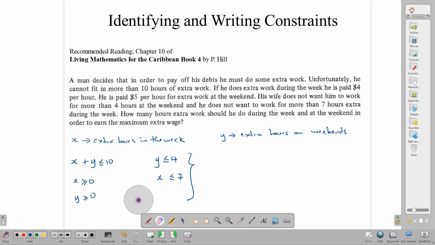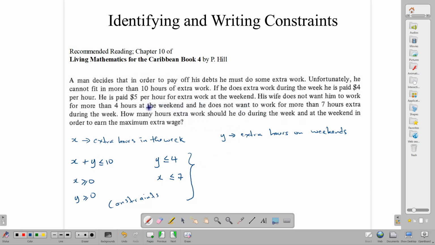Constraints. Let me write that better. Constraints. These are the constraints that he has to deal with. And there's something else in the question that we call an objective function. Might as well mention it here. We're going to do some more work on it later on.